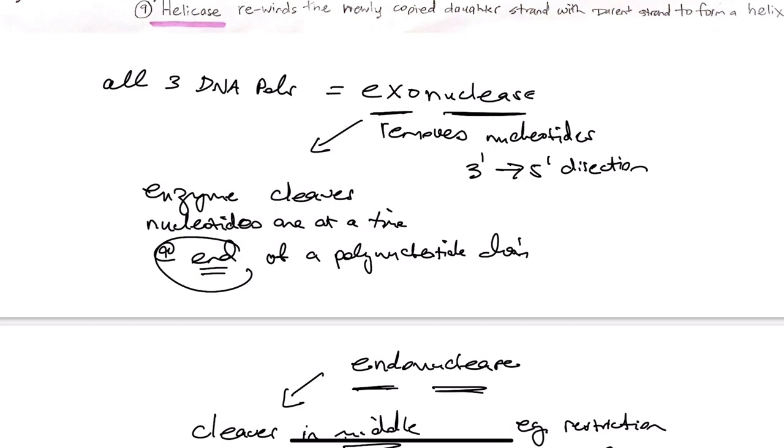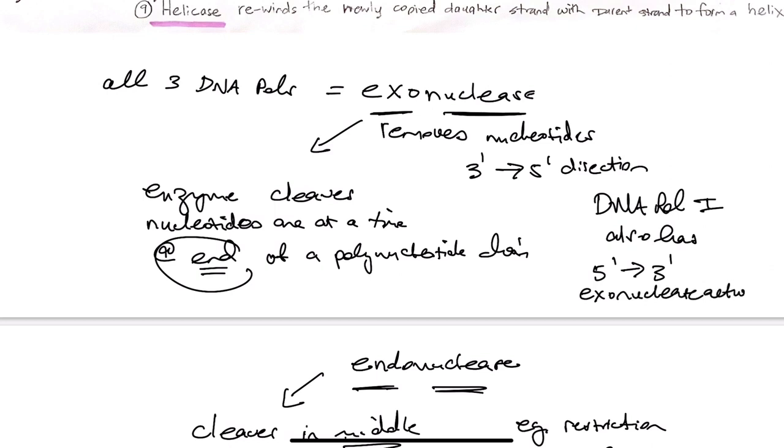But there's something here we also have to add, and that is that DNA pole 1 also has 5 to 3 prime exonuclease activity. So that means it can remove the nucleotides in both directions, right? Pole 1 can do it in the 3 to 5 prime direction and in the 5 to 3 prime direction.